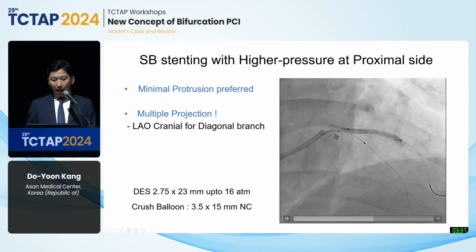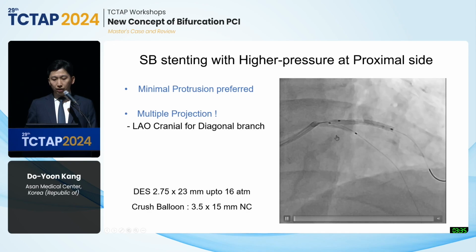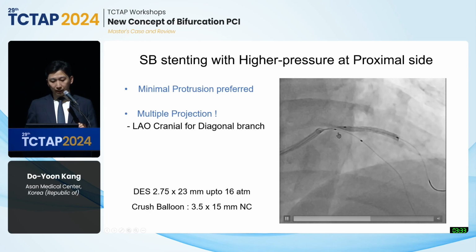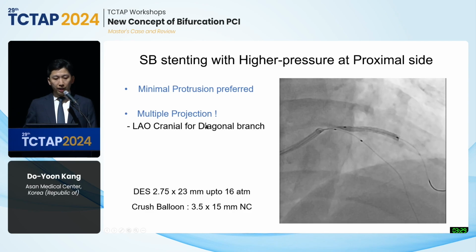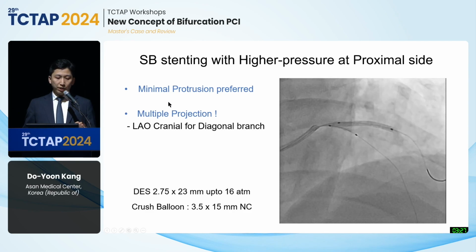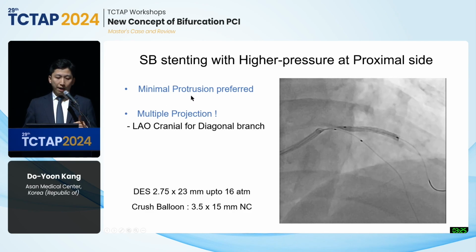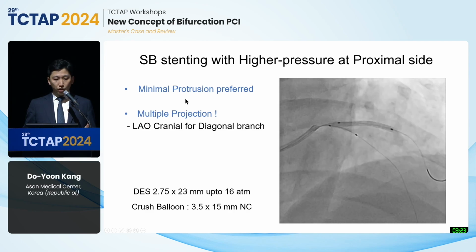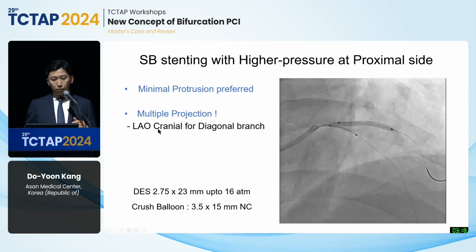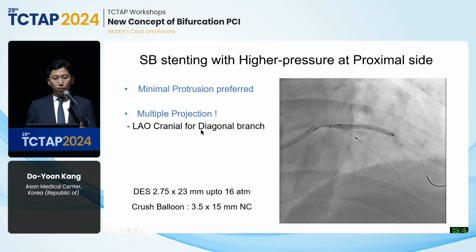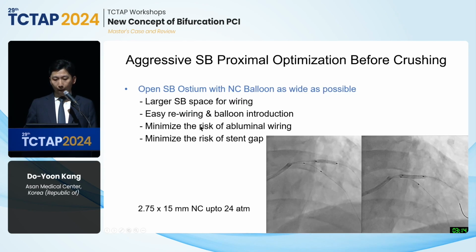And for the crush balloon, I evaluated with IVUS, evaluated vessel size and prepared a 3.5 NC for crush. And for side branch stenting, I prepared minimal protrusion for mini crush. And for that, multiple projections, for example, LAO cranial for the diagonal branch, are needed.